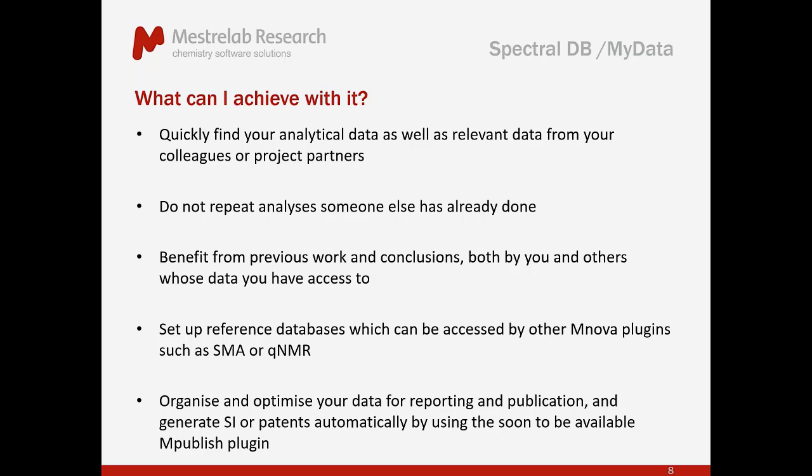Now, this stops you from repeating analysis which somebody else has already done. For example, I may have a proton spectrum and I may realize with the database that this has already been characterized, which stops me from going and getting a full characterization data set with 2D correlations, etc., to try to work out what I have. You can benefit from the previous work and conclusions that you've done in the past, and also those of others whose data you have access to.